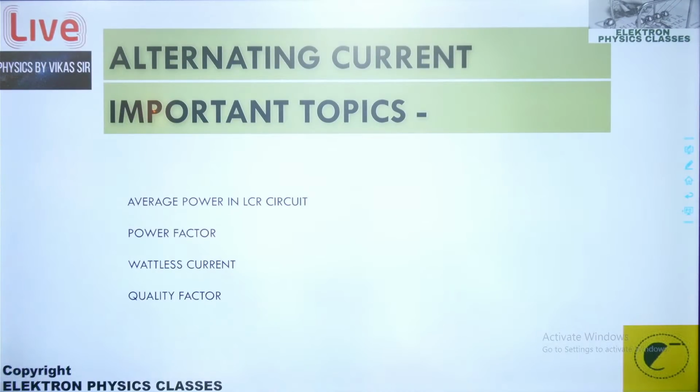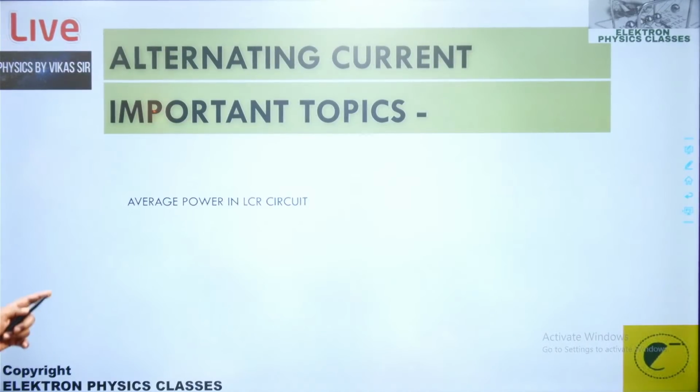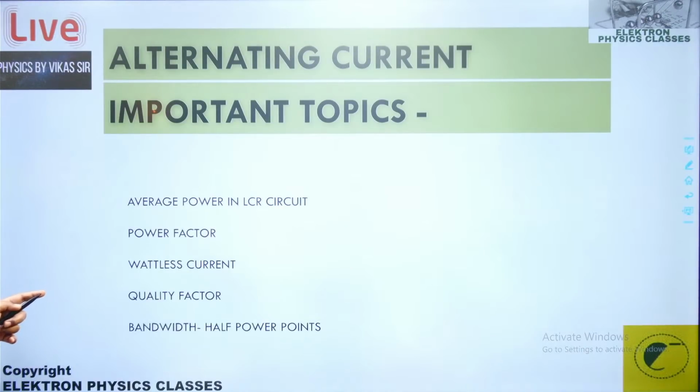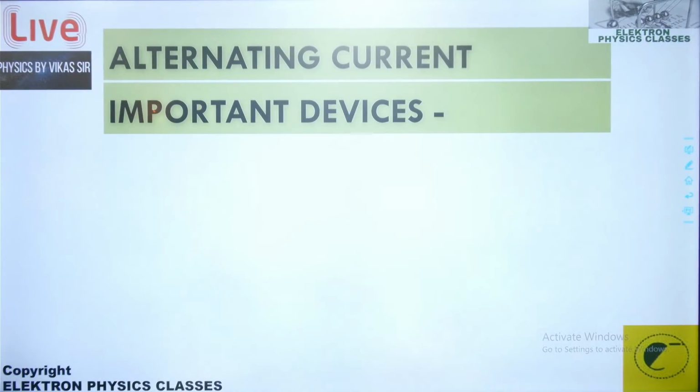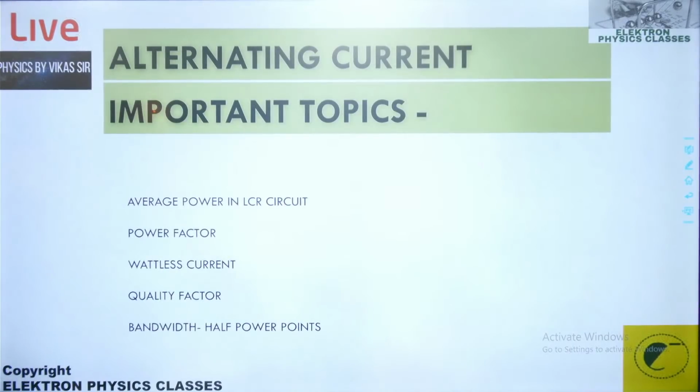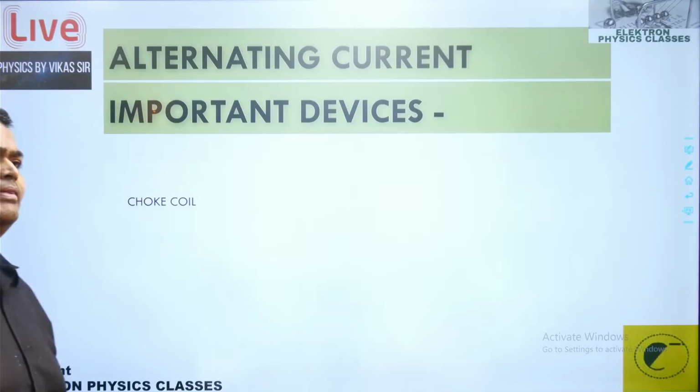The next in the series: the average power is done, power factor is done, wattless current is done, and the bandwidth. And what about it? That's the bandwidth, the half power points, right? And then the important devices, 3 of them.